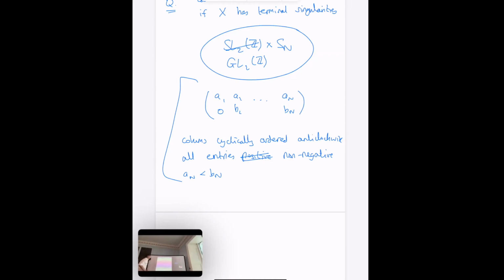No, and the reason is hidden in the technical condition that I did not tell you. Firstly, if I'm just multiplying the row by 2, that's the matrix 2, 0, 0, 1 acting on the left. So that's not in GL2Z. It's in GL2Q, but it's not in GL2Z.